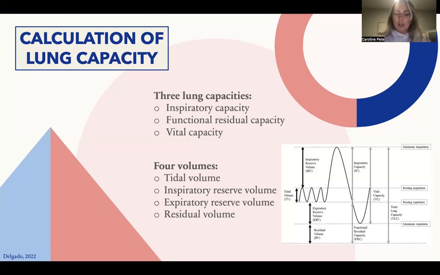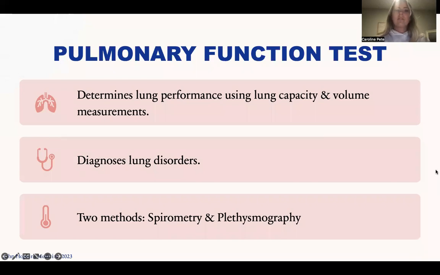Each of these capacities and volumes can be measured by a pulmonary function test. Pulmonary function tests show how well the lungs are performing based on the volume and capacity measurements it provides. These tests serve as a non-invasive way for a healthcare provider to diagnose and determine treatment of various lung disorders. There are two methods of pulmonary function tests that are oftentimes used together to collect information on lung performance. These two methods can be identified as spirometry and plethysmography.